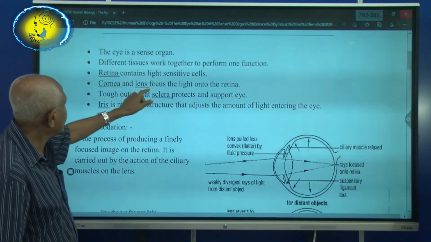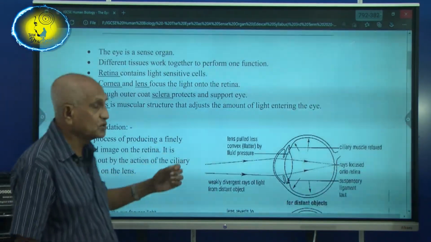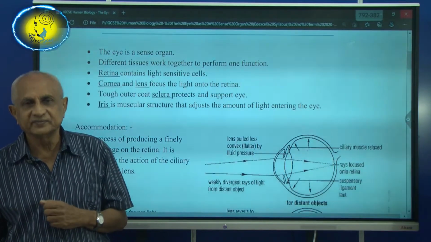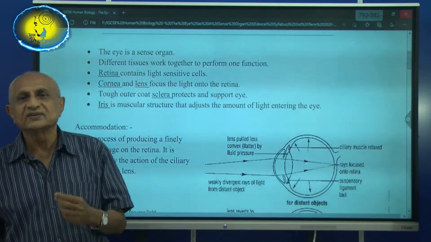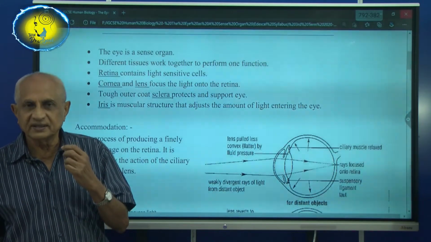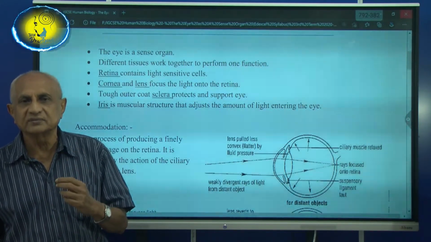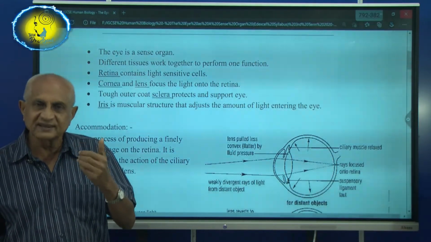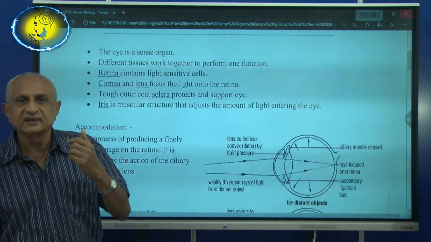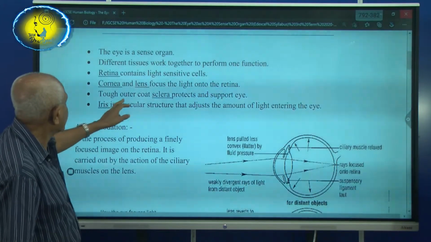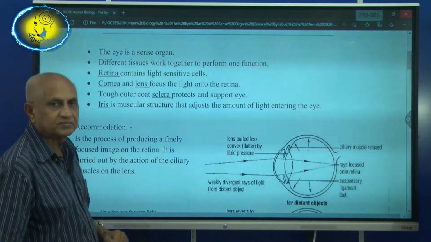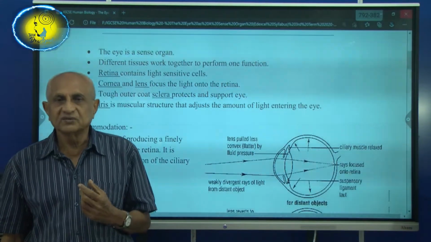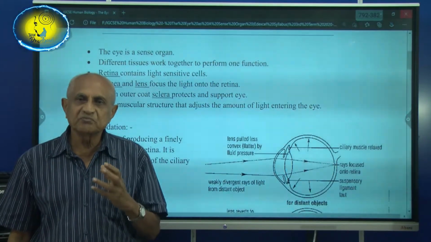We say cornea and lens focus the light onto the retina. If light doesn't enter the eye, it cannot focus onto the retina. So cornea is very important, because light has to pass through and be refracted by the lens and received on the retina. Sclera is the tough outer coat of the eye, which keeps the shape of the eye.